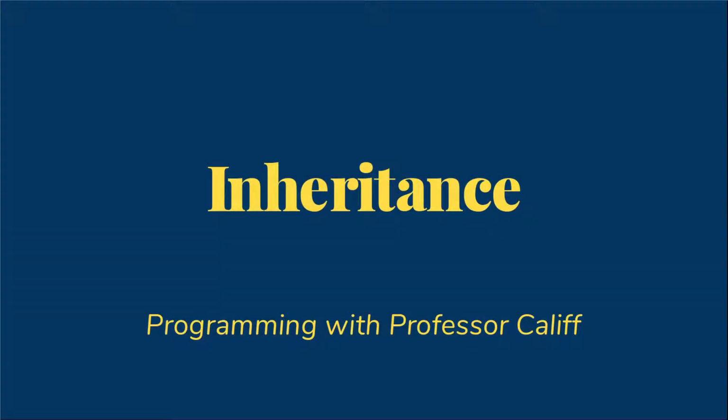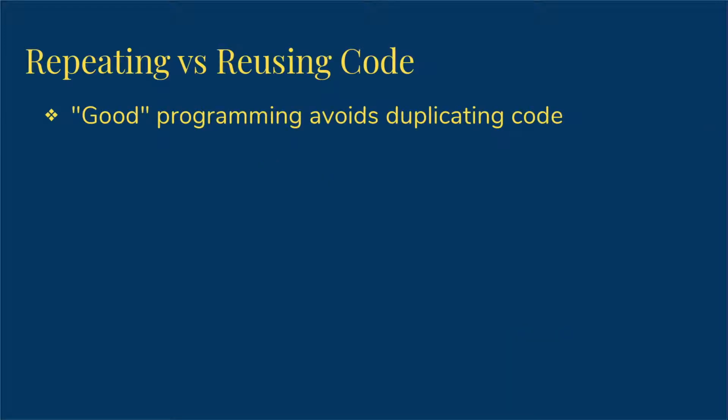Today I'd like to introduce the concept of inheritance in object-oriented programming. When we think about what constitutes good code, one of the things we always try to avoid is duplicating code. We don't want two copies of the same or very similar code. There are a couple of reasons for that.